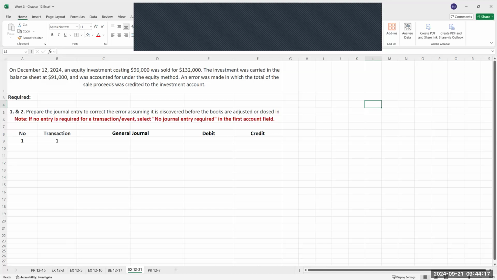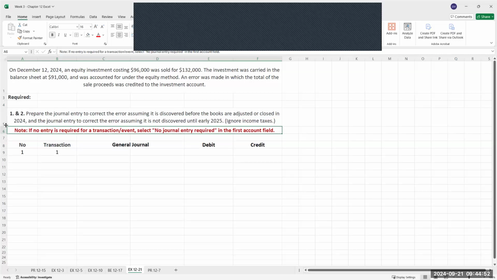All right, this brings us to our next entry. It states, on December 12, 2024, an equity investment costing $96,000 was sold for $132,000. The investment was carried in the balance sheet at $91,000 and was accounted for under the equity method. An error was made in which the total of the sale proceeds was credited to the investment account. So for this entry, it's asking us to prepare the journal entry to correct the error, assuming it is discovered before the books are adjusted or closed in 2024, and a journal entry to correct the error, assuming it was not discovered until early 2025.